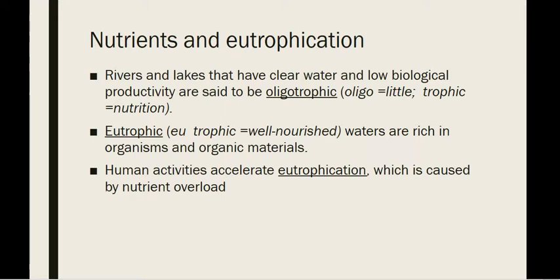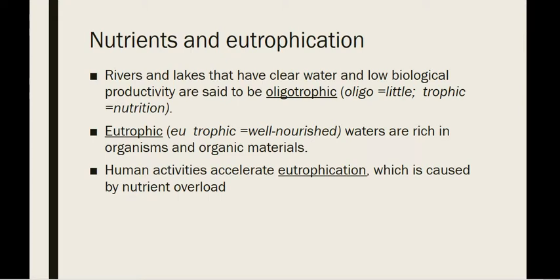It's important to watch how many nutrients are going into your soil or into the water because of the concept of eutrophication. Now, rivers and lakes that have clear water with low biological productivity, so the water is perfectly clear, but you don't see a lot of plants underneath there, not a lot of fish. These are called oligotrophic. Oligo means little, and trophic means nutrition. The flip side of this is a eutrophic waterway. So eu means well, and trophic still means nourished. So this is a well-nourished water.